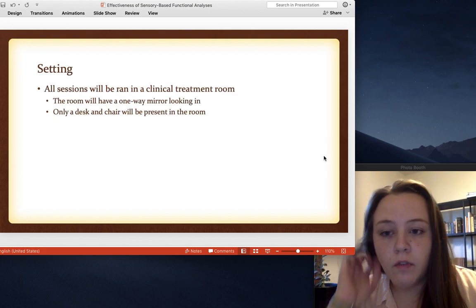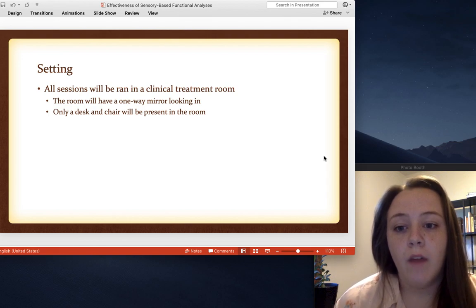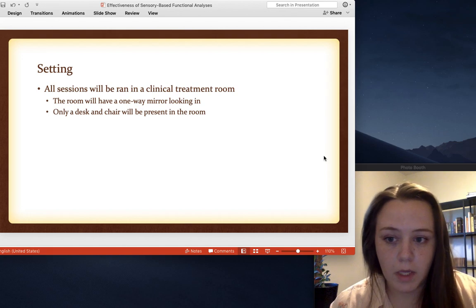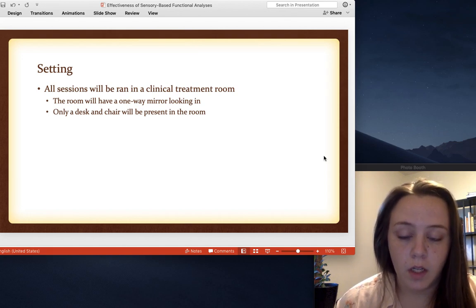So the setting for the entire study will be in a clinical treatment room. We're going to have a one-way mirror looking into the treatment room, and there's only going to be a desk and a chair present, at least consistently across the different conditions.